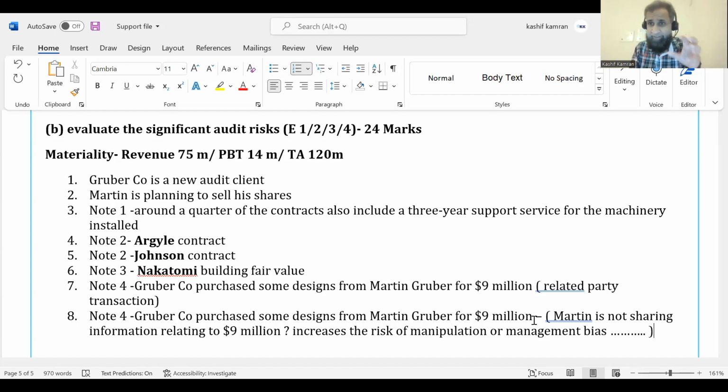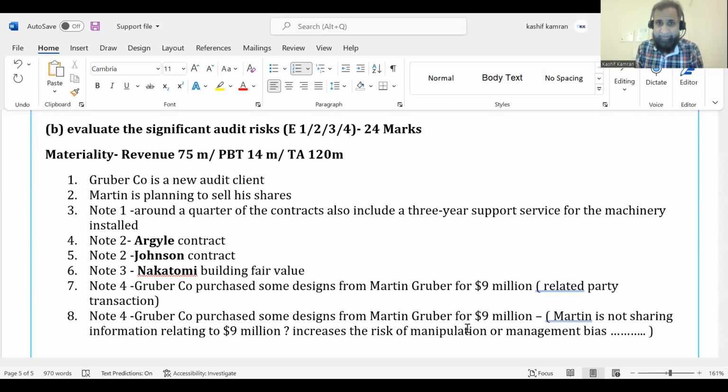He was recognizing less losses. He was recognizing more profit. Even the 3-year support service, where the performance obligation should be that revenue should be deferred over a 3-year period. What if the revenue is recorded early? Will overstate the revenue. These are all benefiting Martin selling the share.